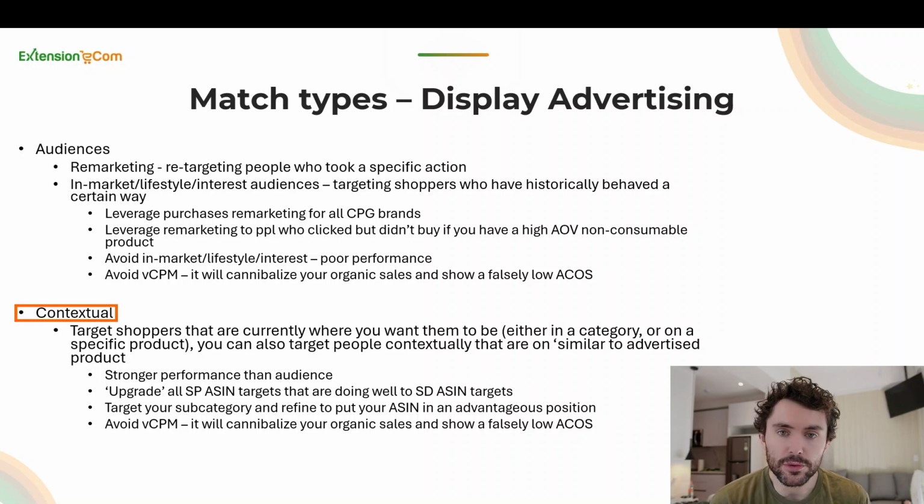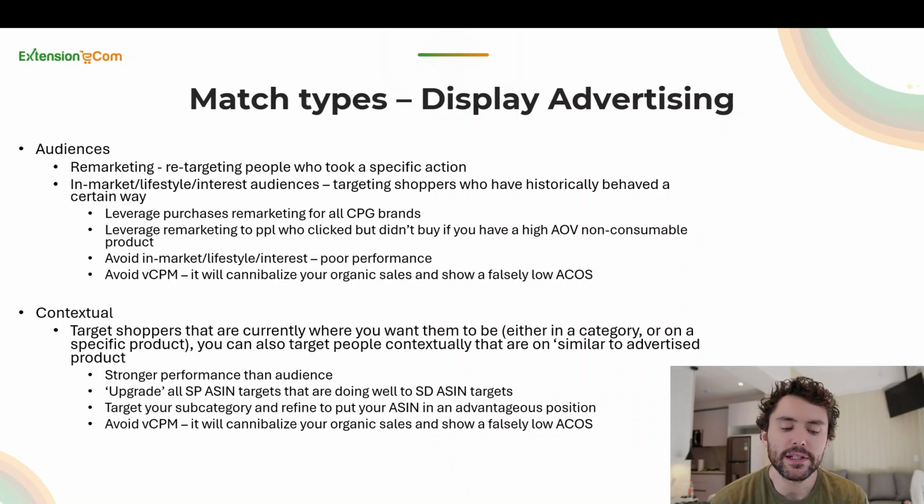Now, when it comes to contextual targeting, you can target shoppers that are currently where you want them to be. So you can go after specific ASINs, you can go after specific categories, and you can also target people contextually that are on pages similar to advertised products. Now, this will typically have stronger performance than audiences, and that's because these people are actively within your market looking at a specific product, and they're closer to making a purchase decision than any of the other shoppers who just historically have behaved a certain way.